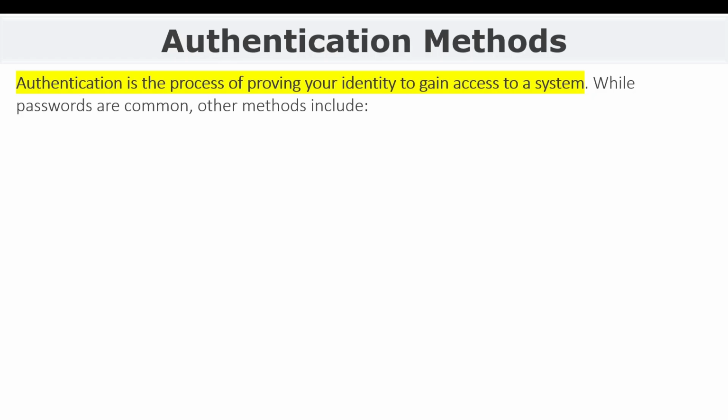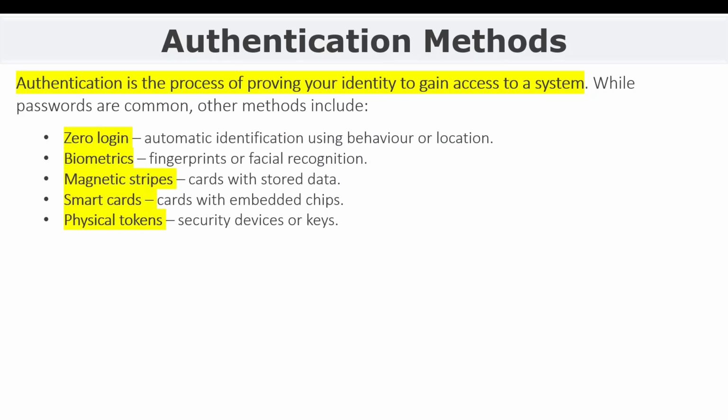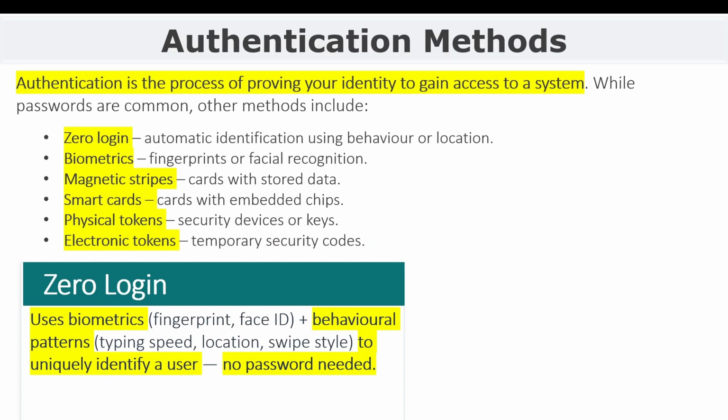Now, however, beside the traditional method of using the username and password, there are other methods of having access into a system, and that include the zero login, biometric, magnetic stripe, smart card, physical, and electronic tokens. So we'll take the first one, which is a zero login. Typically, this zero login makes use of biometric plus behavior patterns in order to have access to a system.